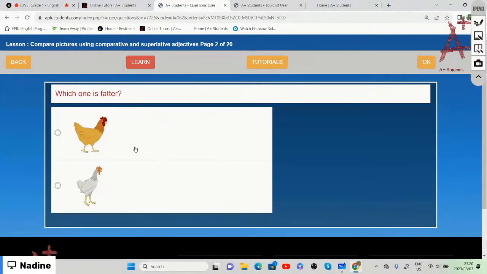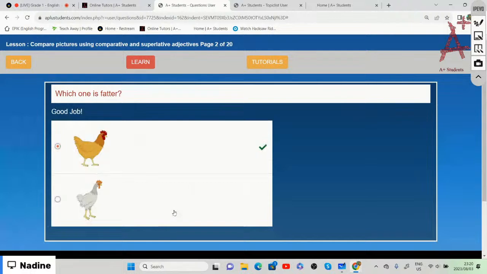Which one is fatter? We need to say which chicken is fatter than the other one. All right, so if we look at which one is fatter, we can say the top one, which is option one, is fatter.